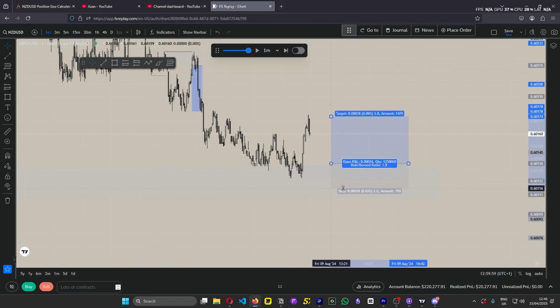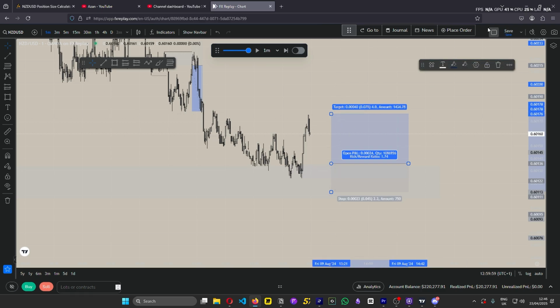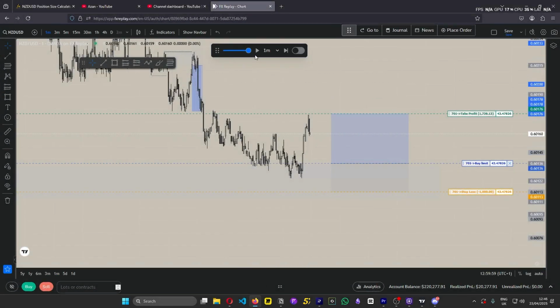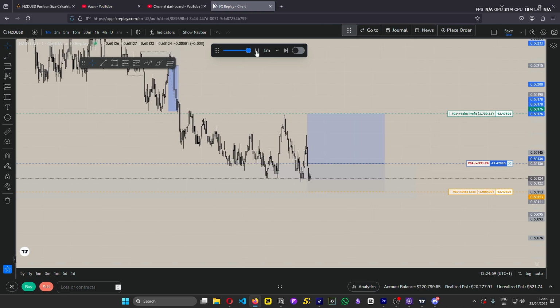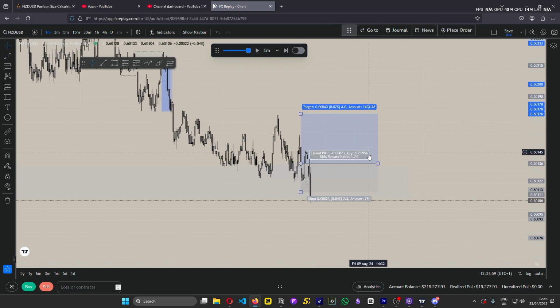Stop loss right there. We're going to put a buy limit, 1.74R. It's good enough. And do we get mitigation? We get mitigation, and we get stopped. All right, that's tough. I mean, to be fair, it makes sense.